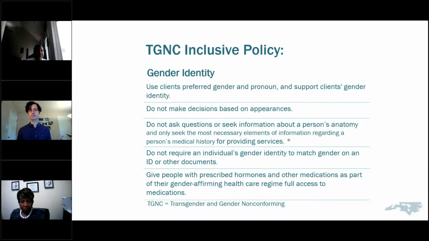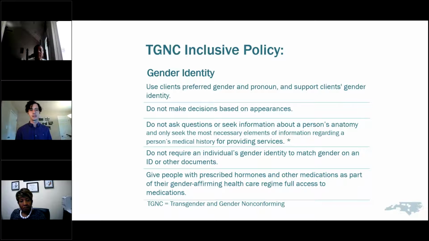We changed the language to decouple that from any situation where you might need to ask about someone's medical history. But we want to be really clear that there is never an instance where you should need to ask any questions about a person's anatomy in order to provide services for them. And that you don't require their gender identity to match the gender on an ID or other documents. It's hard to change those.